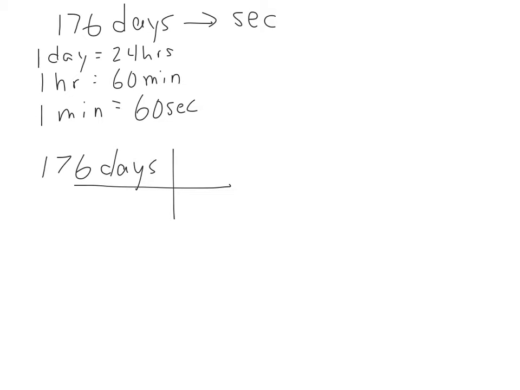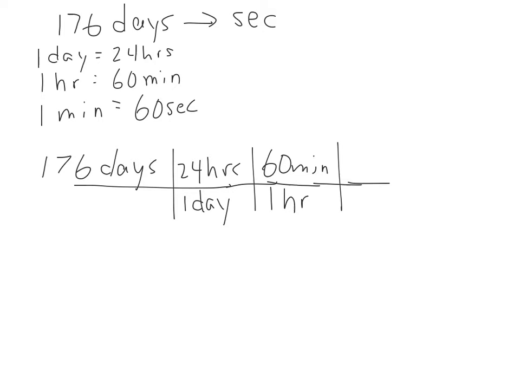First equality, 1 day and 24 hours. Day on bottom, 24 hours on top. Next equality, hours and minutes, so hours on bottom, minutes on top. And then finally the last equality. Now minutes go on bottom and seconds go on top.